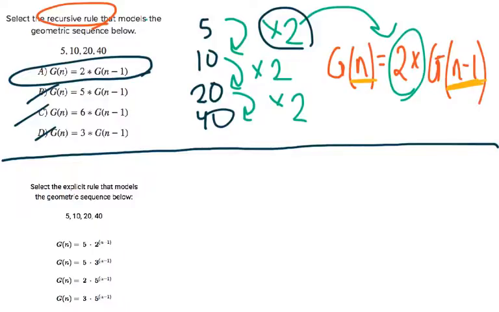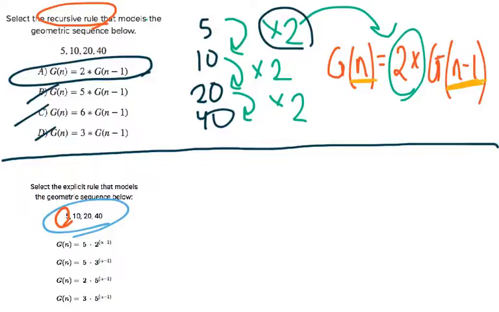Now let's go ahead and find the explicit rule to model this sequence. So we know we're multiplying by 2, and it's the same sequence we have down here, 5, 10, 20, and 40. We know that we multiply by 2 to get from one to another, so our growth factor is going to be 2, and our starting value, our initial value, is going to be 5 there.